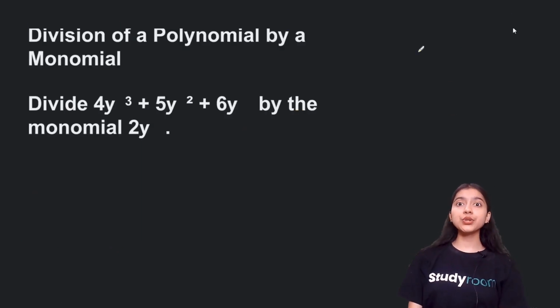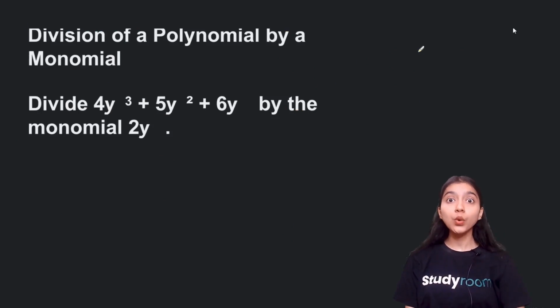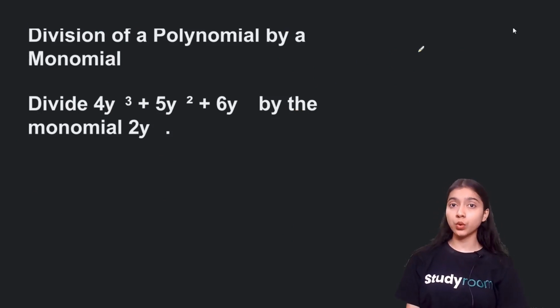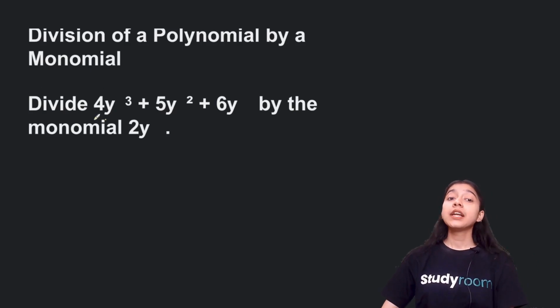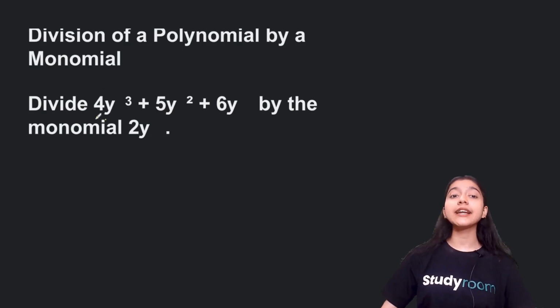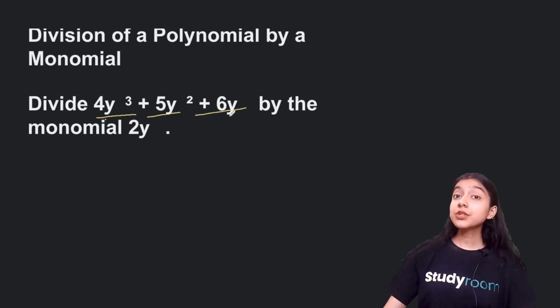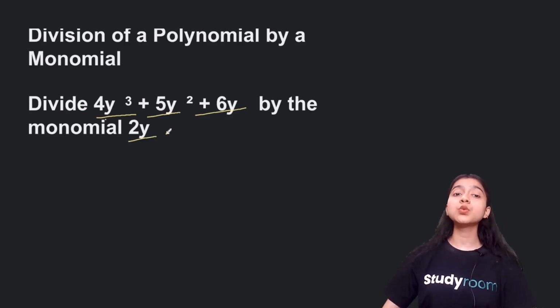Now I'll be teaching you a second type of division, that is division of a polynomial with a monomial. Earlier we learnt about division of a monomial and monomial. Now we'll be doing a polynomial divided by a monomial. So we have an example over here. We have been given a polynomial, that is 4y cubed plus 5y square plus 6y, and we have to divide it by a monomial, that is 2 times y.